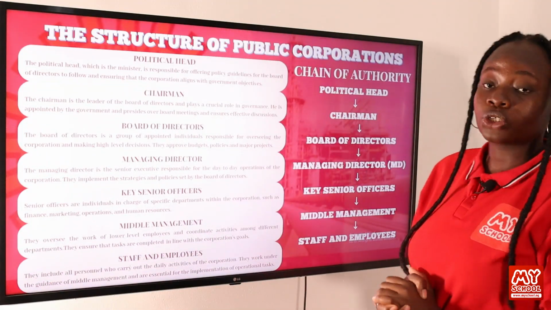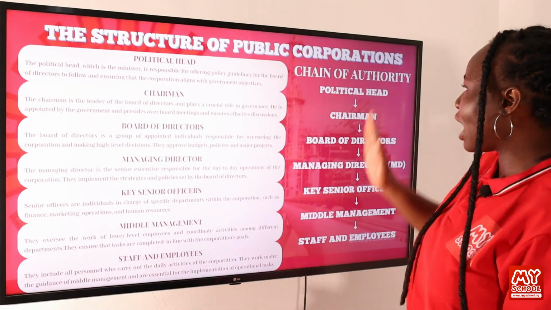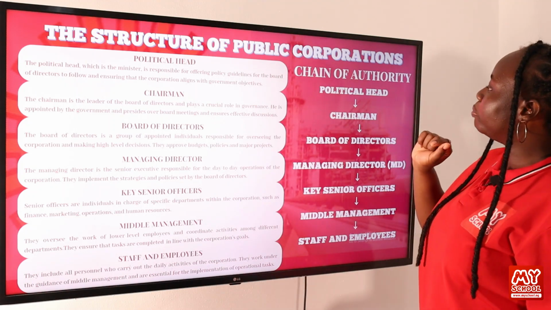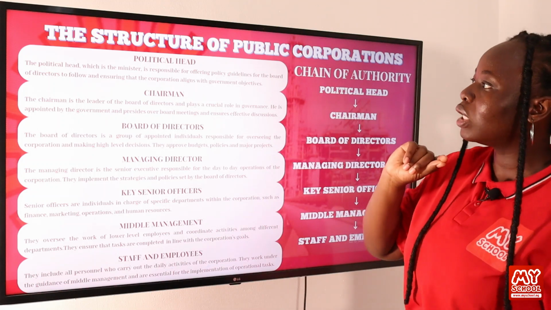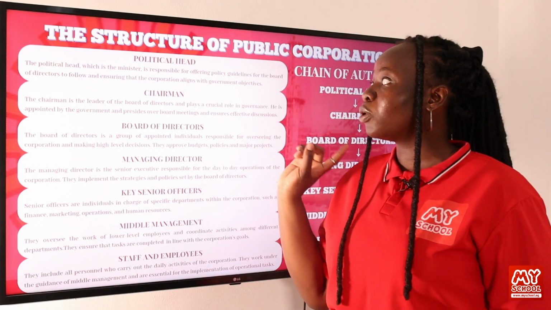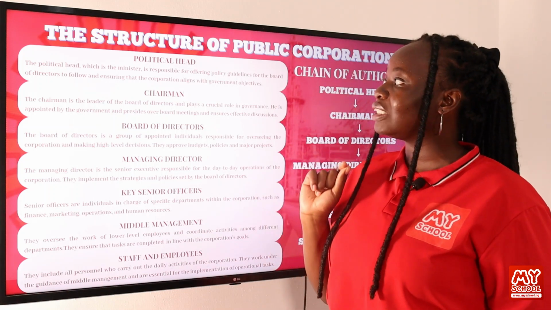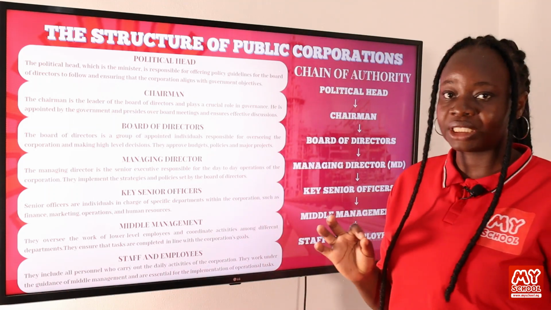All right, so we're going to discuss the structure of public corporations. They have a hierarchy within the public corporation too. It begins with the political head. The political head, which is the minister, is responsible for offering policy guidelines for the board of directors to follow and ensuring that the corporation aligns with government objectives.